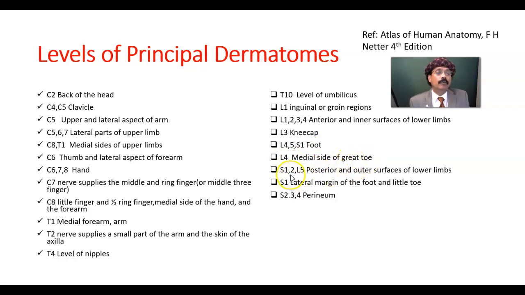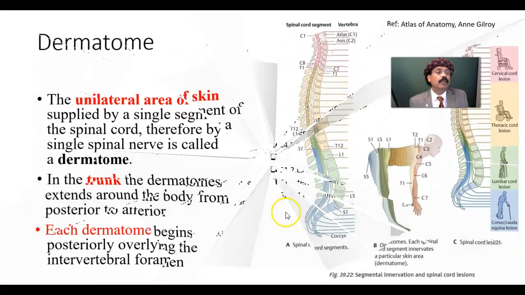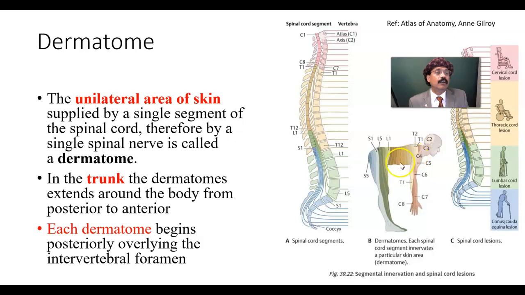Okay, S1, S2, L5, posterior and outer surface of the lower limb. S1, lateral margin of the foot and little toe. So for the great toe it is L4, but for the little toe it is S1. And for the perineum, S2, S3, S4. Okay, we'll just compare this image with that of the previous one. Here we'll get the idea. Okay, S2, S3, S4 for the perineum.